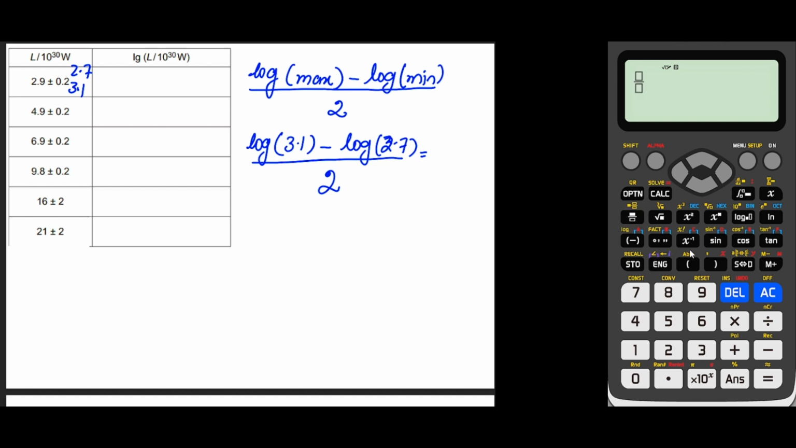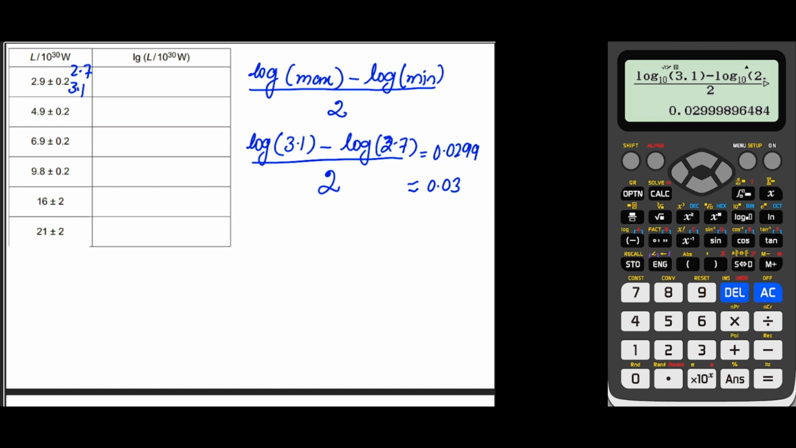Put on the fraction function, press the log function with base 10, and this will be 3.1. Then use the edit key and simply put in the log function again. So that will be log with base 10 with a value of 2.7, and then simply divide this by 2. The answer that we're going to get is 0.0299. Now, since we know that absolute errors are rounded off to one significant figure, this will become 0.03.